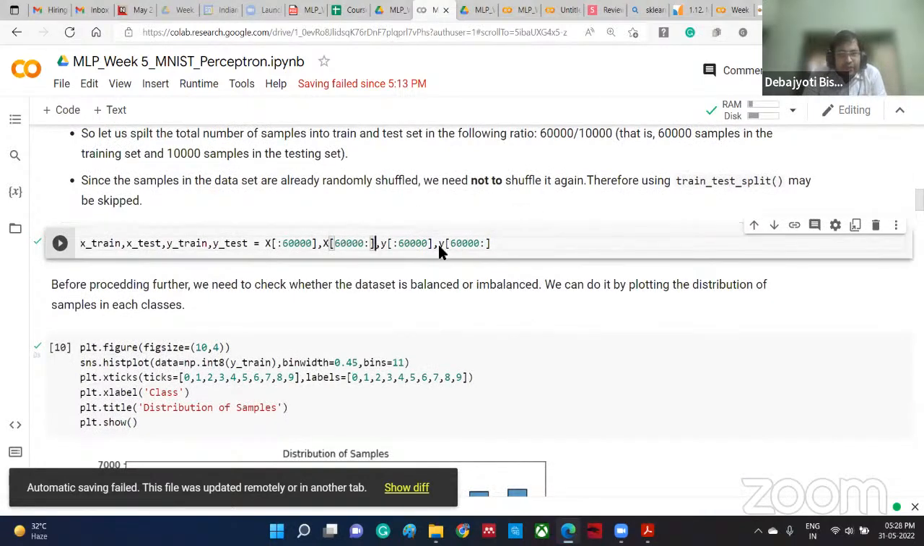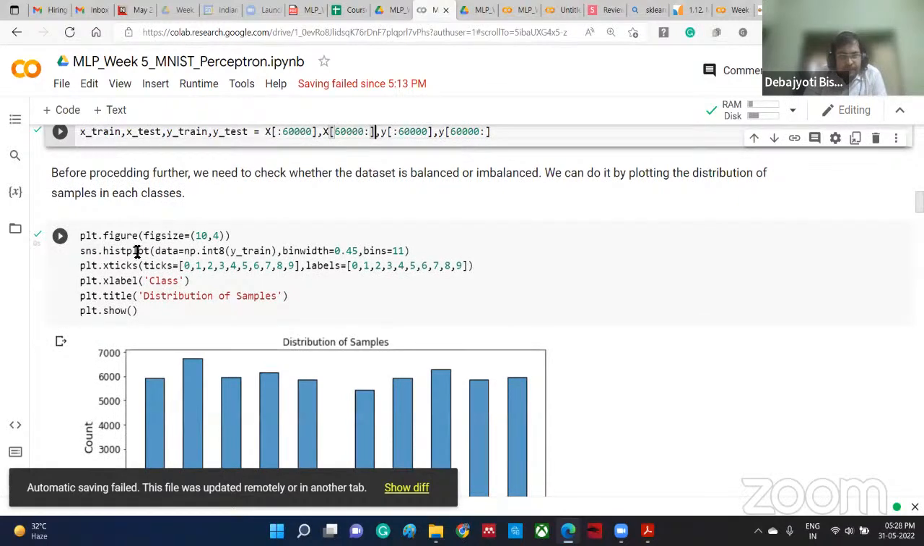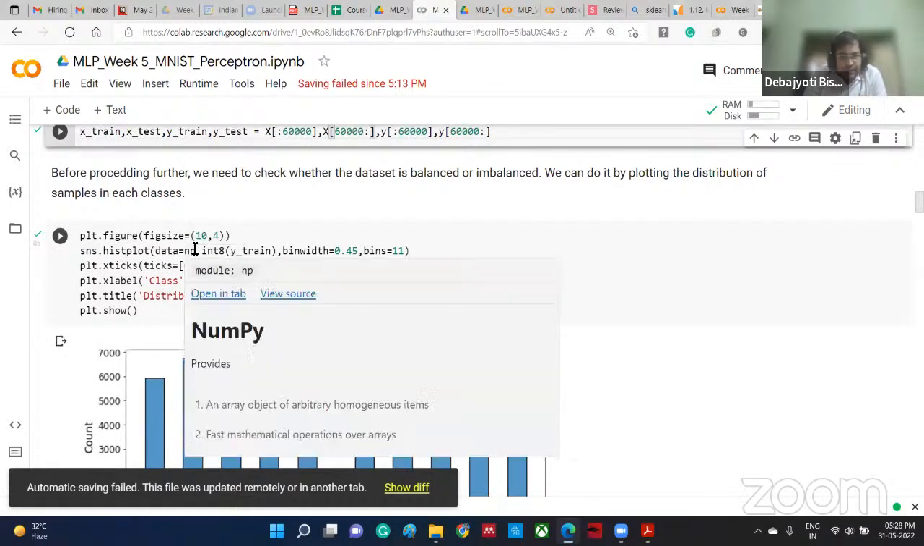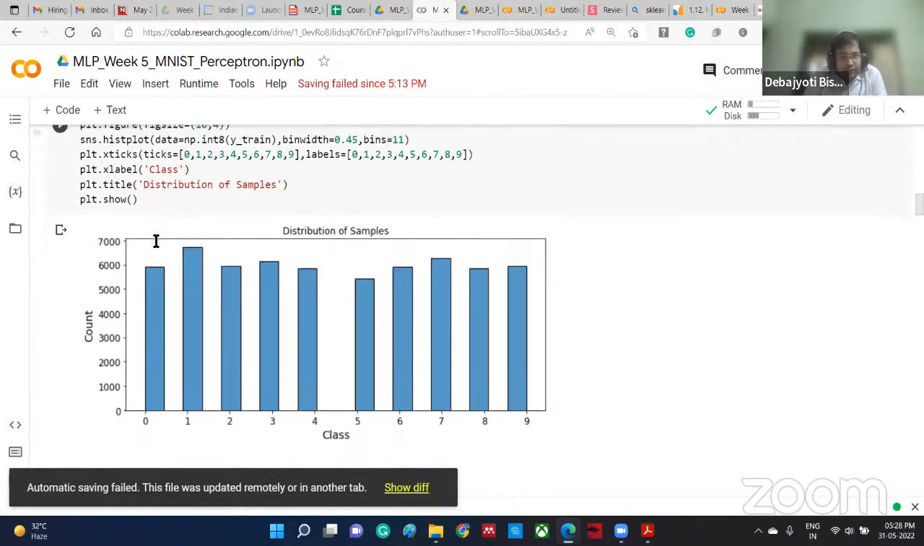So apart from that, what else do we have? We have done up to 60,000, and we can check whether the data set is balanced or imbalanced. We do it by plotting the distribution of samples. This is the plot. We are using a histogram to check the data set, and you can see the distribution of the samples. These are the zeros, there are almost 6,000 zeros. A lot of ones are there, almost 7,000. Twos are up to 6,000. Then a little more is 3, then a little more is 4. 5 is also there, and so on. This is the distribution of the samples in the data set, so that we can classify from 0 to 9.